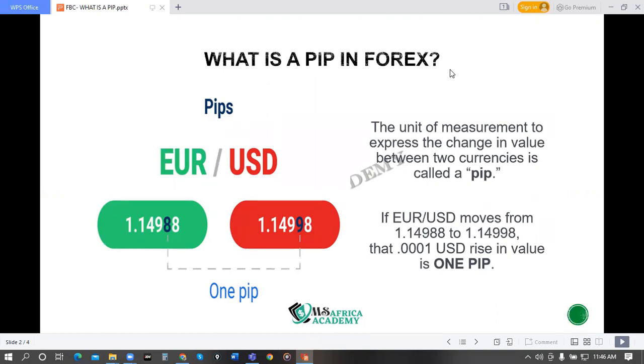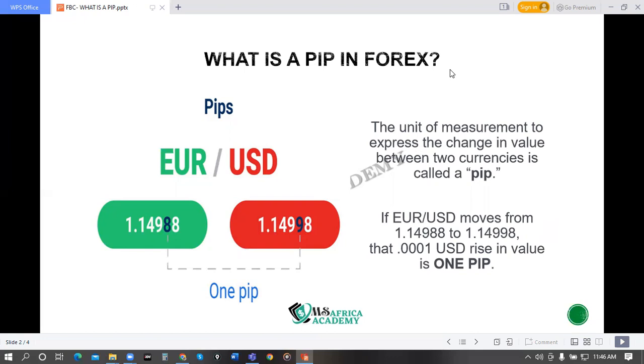So what do you use in measuring? It is the unit of measurement. That's what a PIP is, all right? The unit of measurement to express the change in value between two currencies. That is a PIP. So next time you get asked what a PIP is, I hope you get to understand how to answer that.